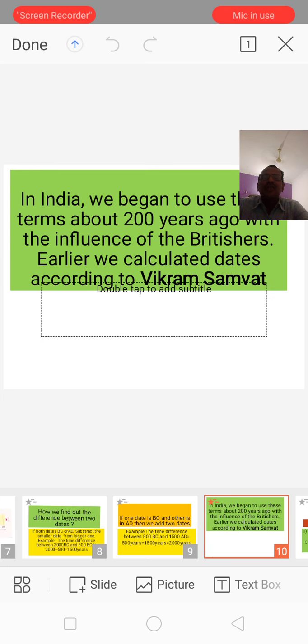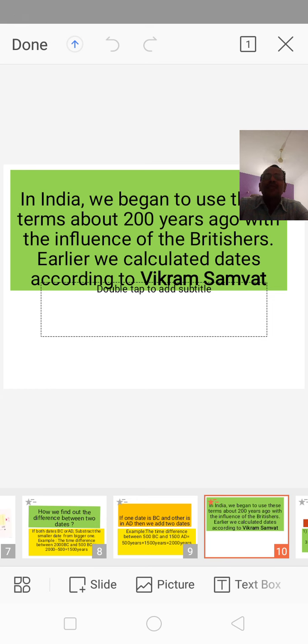In India, we began to use these terms about 200 years ago with the influence of the Britishers. We are using BC and AD with the influence of the Britishers, and afterwards we have continued using them.